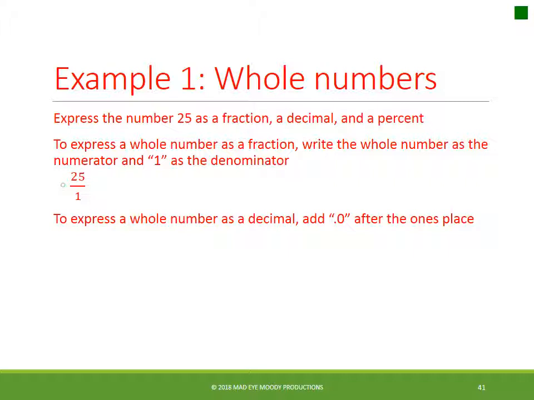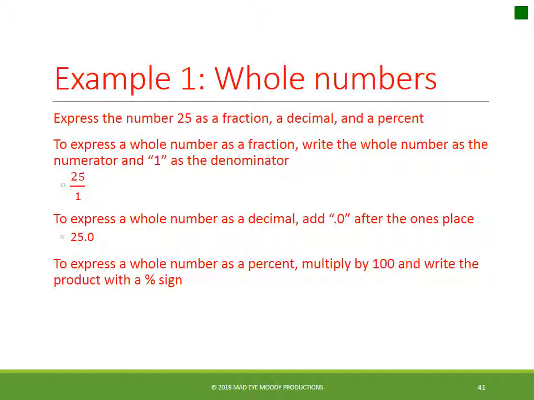And so that would be a situation where we would write the decimal and the zeros, but most of the time we don't. So the whole number 25 expressed as a decimal is 25 and, which is the decimal, 0 tenths. Or you could add more zeros if you wanted to.